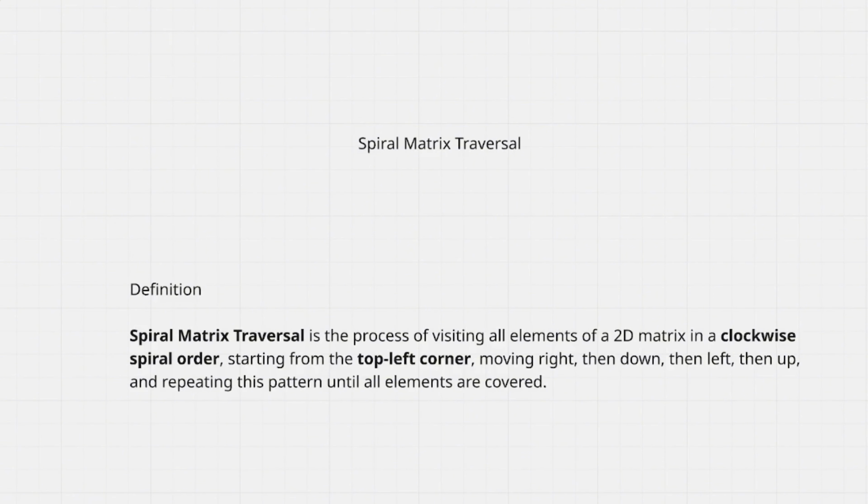So let's see what is spiral matrix traversal. So here is a definition. Spiral matrix traversal is the process of visiting all elements of a 2D matrix in a clockwise spiral order, starting from the top left corner, moving right, then moving down, then left, then up, and repeating this pattern until all elements are covered. So here we are using a 2D matrix.